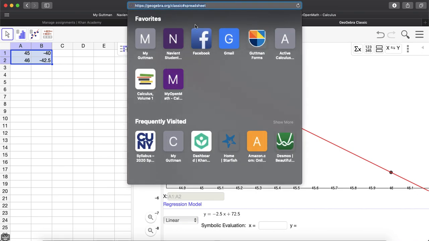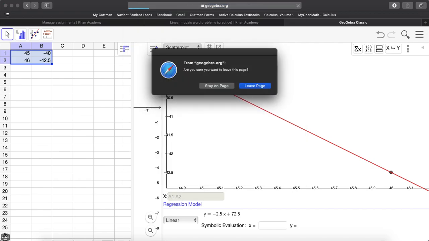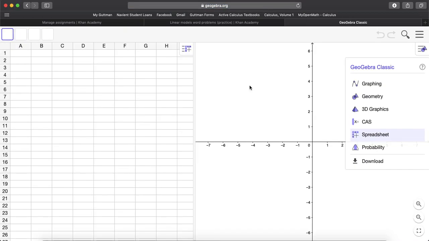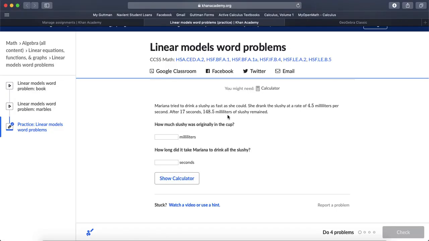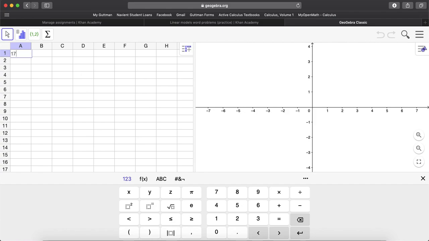So I'm going to open up GeoGebra. And remember that the website is geogebra.org/classic#spreadsheet. Now I'm going to enter this first data point. My input is time. My output is the amount of slushie that's remaining. So after 17 seconds, there's 148.5 milliliters of slushie remaining. 17 goes with 148.5.